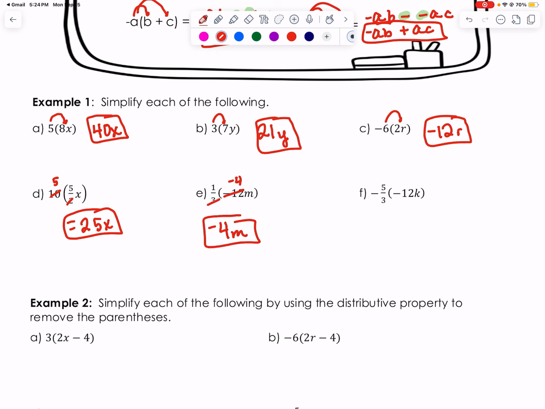All right, problem F, we have a negative times a negative, so I know my answer is going to be positive. So I just have to say 3 goes into 12 4 times, and 5 times 4k would be 20k.